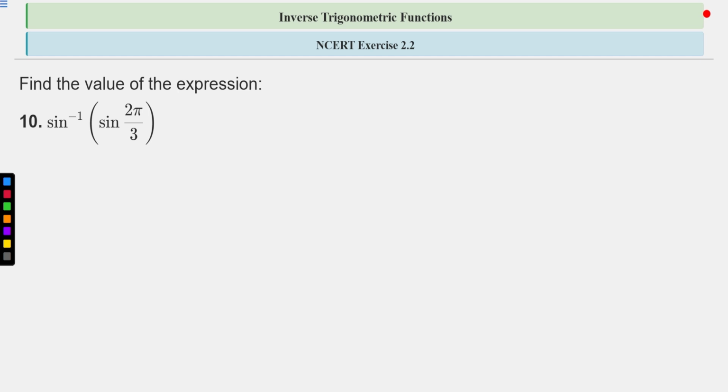Okay. So this question says find the value of the given expression, right? We have to find the value of the given expression, and the expression is sin inverse sin 2 pi by 3, right? Clear? We basically have to find the value of sin inverse sin 2 pi by 3. Okay, so I'm giving you 10 seconds to solve or think about this question. After that, we will discuss the solution part, right?